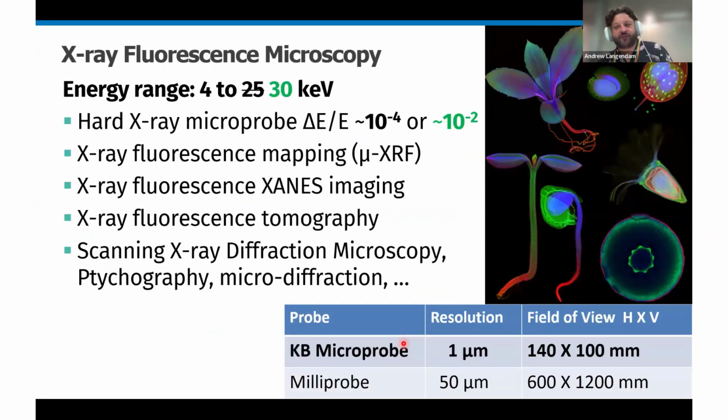So fluorescence microscopy, our energy range: we go from 4 kiloelectron volts all the way up to 30 kiloelectron volts as an incident energy for mapping. So we are a hard X-ray microprobe.